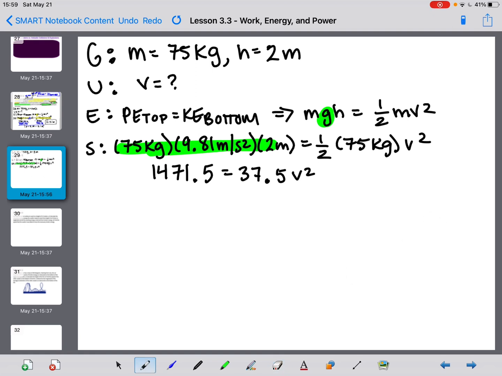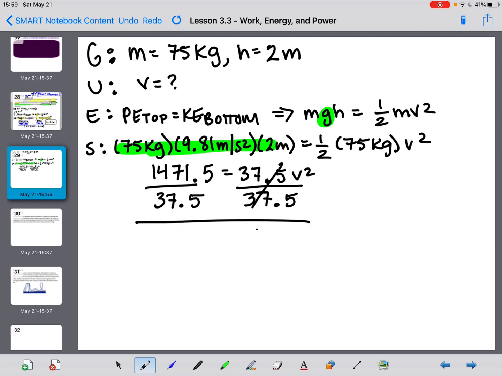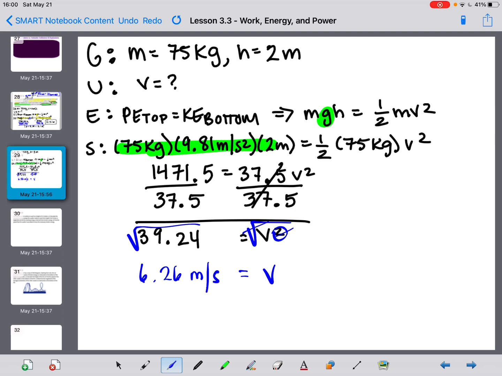So now we have to figure out what we need to do from here. v squared is held together with 37.5 through multiplication, so we do division on both sides. We divide both sides by 37.5. So we're left with v squared equal to 1,471.5 divided by 37.5. You should get an answer of 39.24. We don't have our answer yet because we have the square. In order to get rid of a square, we have to square root both sides, and we're left with a velocity of 6.26 meters per second.